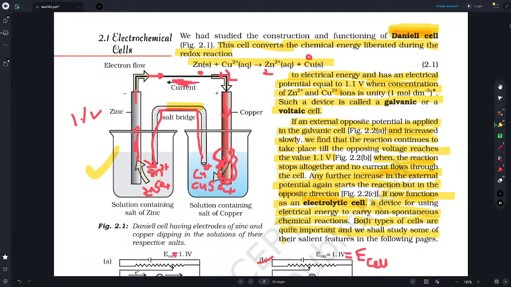In this case, where instead of getting reduced, the zinc is getting oxidized, this electrode potential is said to be negative, whereas here it is positive. And we call this reduction electrode potential as standard electrode potential only when both these concentrations are in unity.